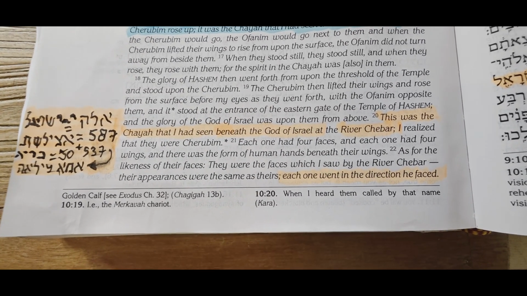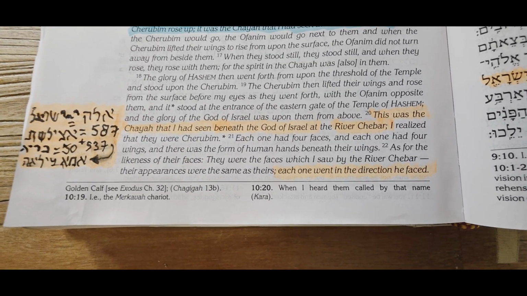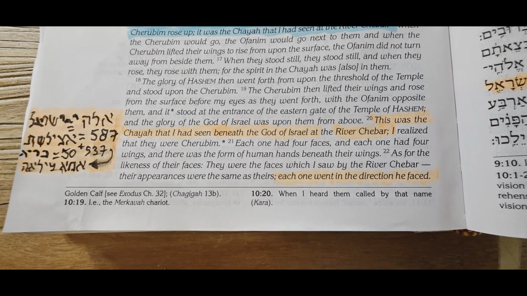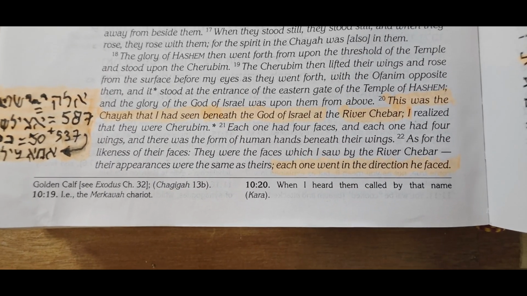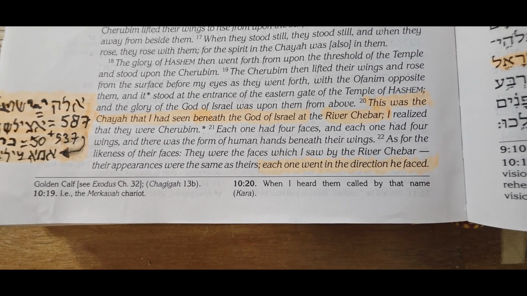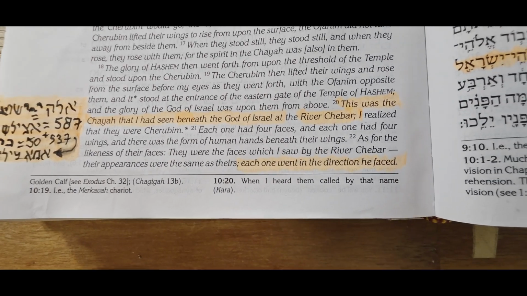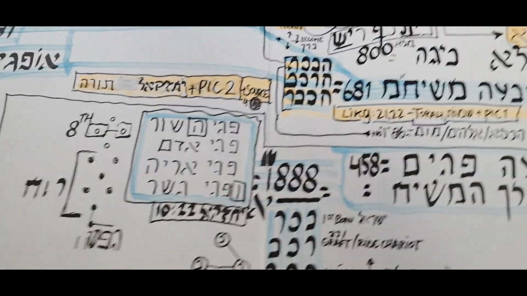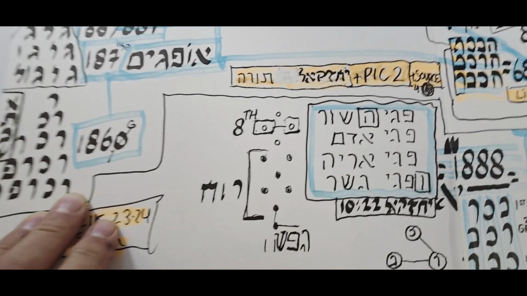I realized that there were cherubim, each one had four faces, and each one had four wings, and there was the form of human hands beneath their wings. As for the likeness of their faces, they were the faces by which I saw the river Kabar. Their appearances were the same as theirs. Each one went in the direction he faced. So this hints at the four directions, okay?